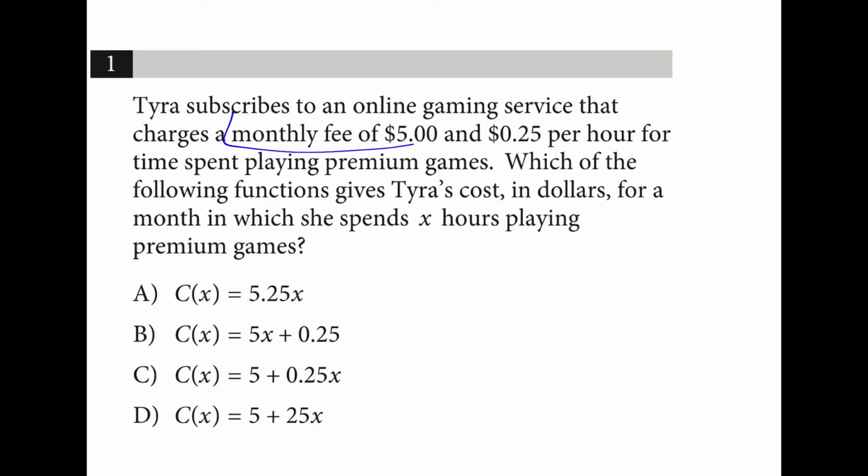So there's a monthly fee and a per hour fee. The per hour is going to be our slope, so 0.25 times X plus our monthly fee, $5. They rearranged the order a little bit, but here it is, C.